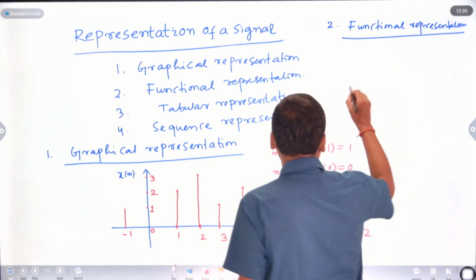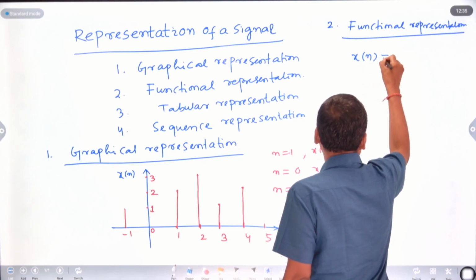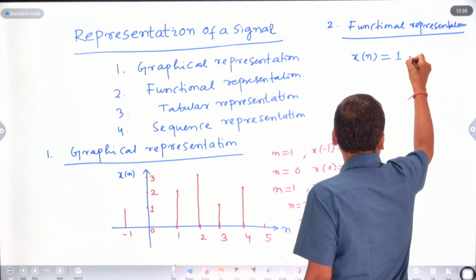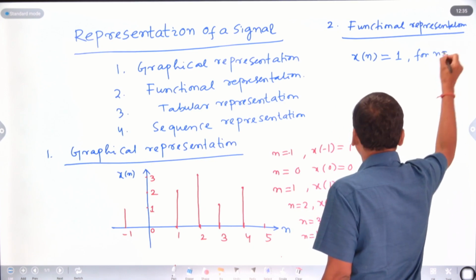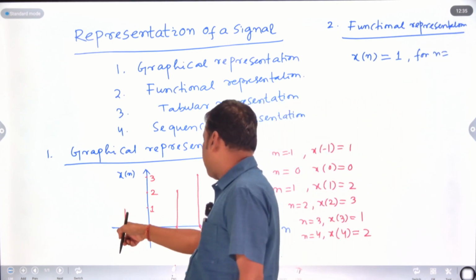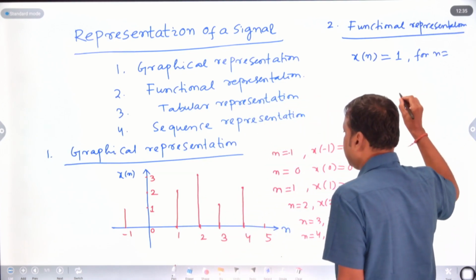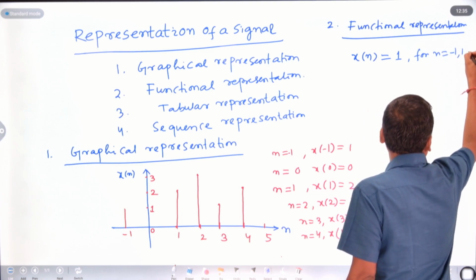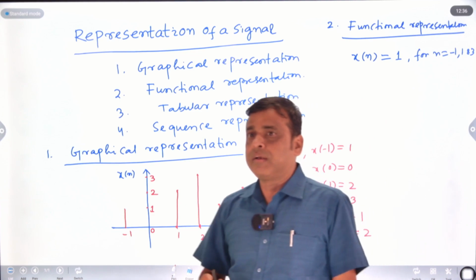So here I can write x of n equal to 1 for n equal to what? Where is 1? At -1, then 1, and then 3. So I can write n equal to -1, 1 and 3, x of n equal to 1.